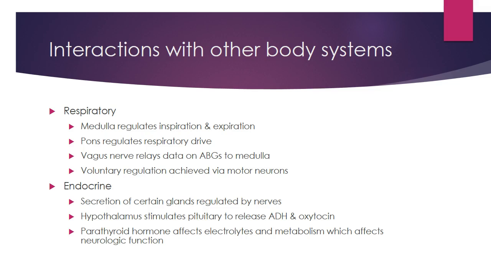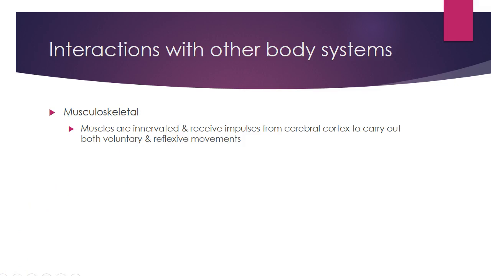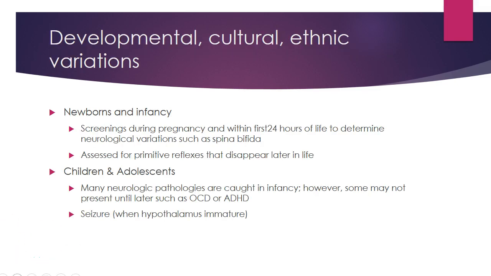The endocrine system secretes hormones from certain glands that are regulated by nerves, and it also regulates the parathyroid hormone. This parathyroid hormone affects electrolytes and metabolism, and that can affect neurologic function. And then musculoskeletal. Well, the muscles are innervated by the nervous system, and they receive impulses from the cerebral cortex to carry out both voluntary and reflexive movements. Pretty sure I've talked about that a lot.